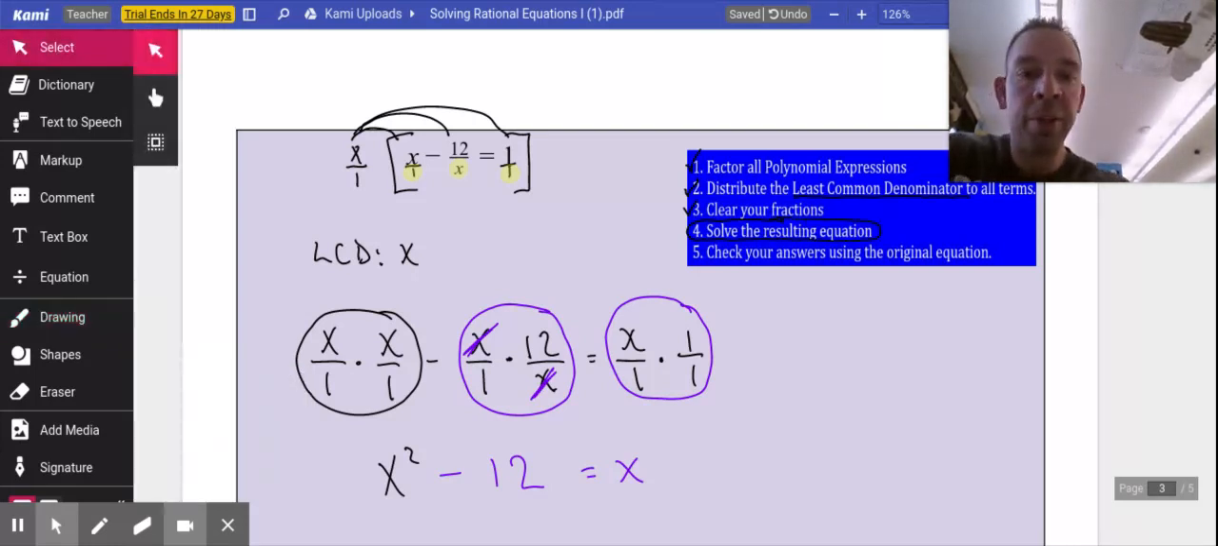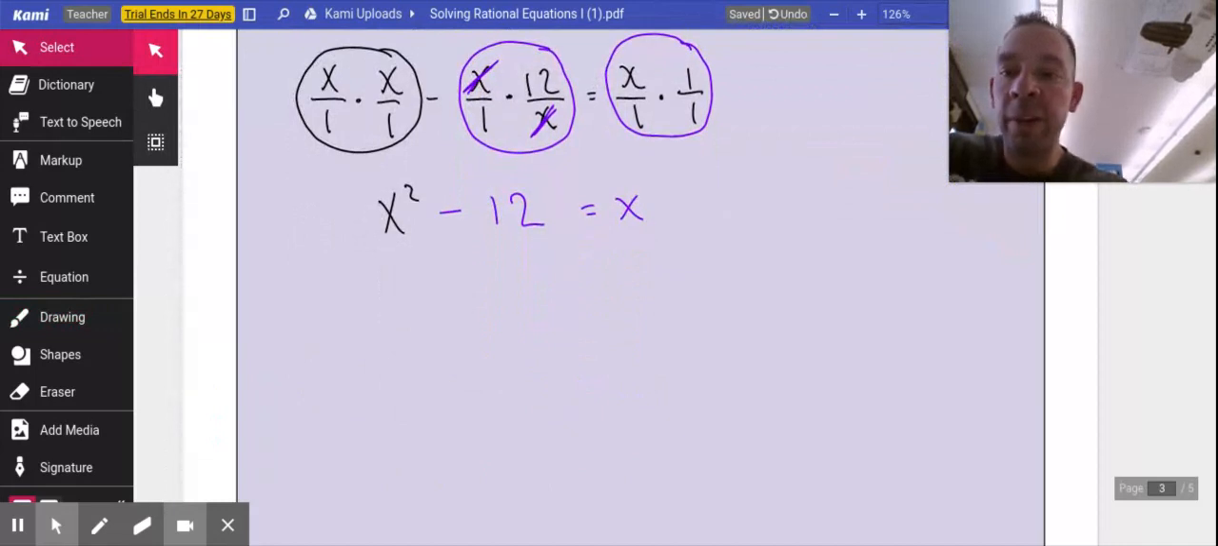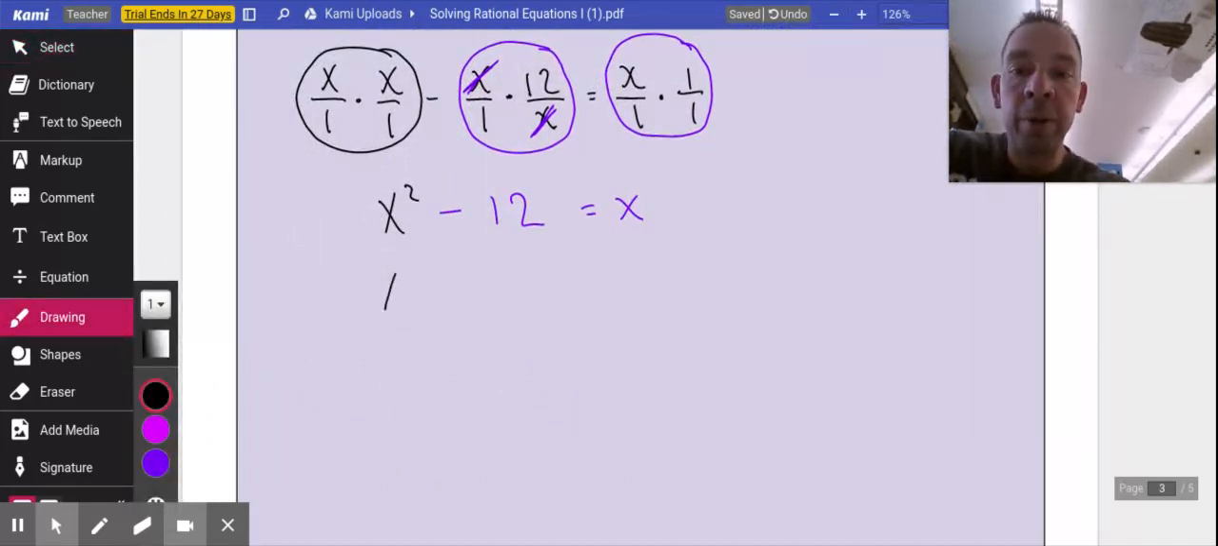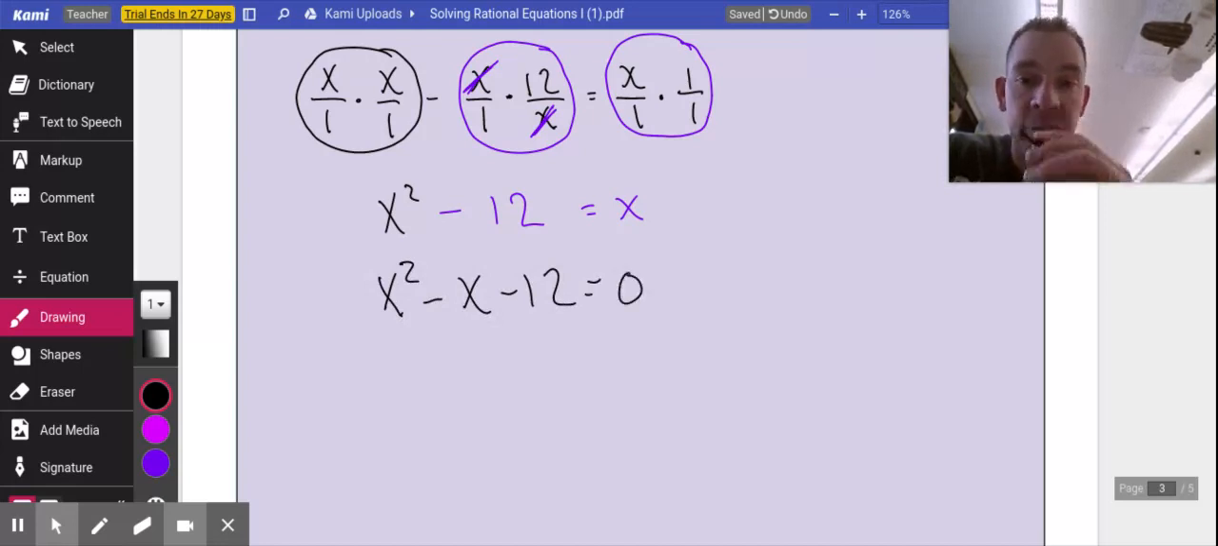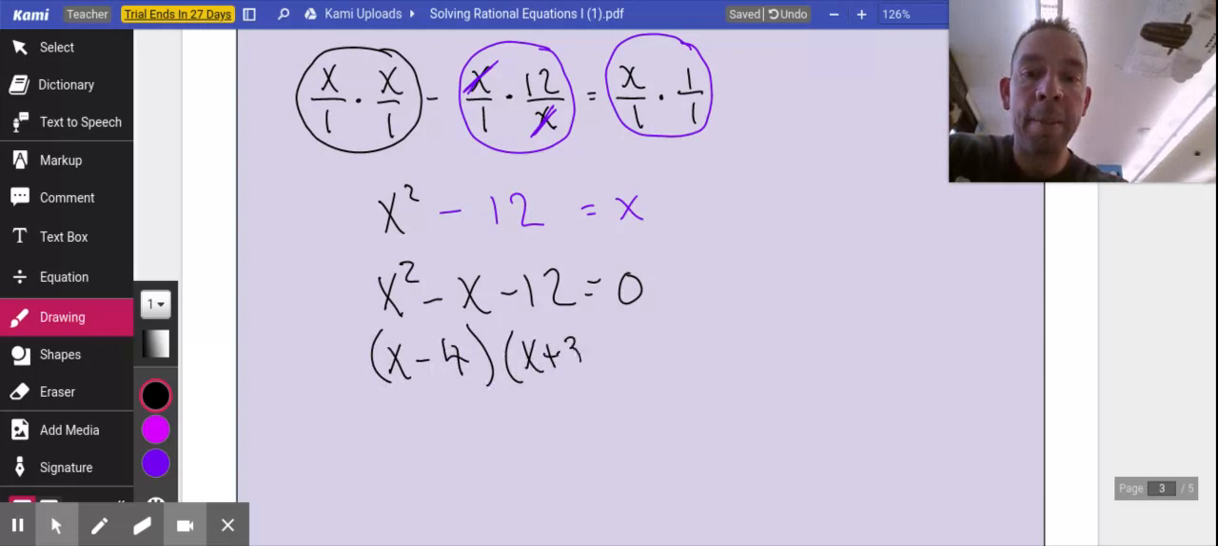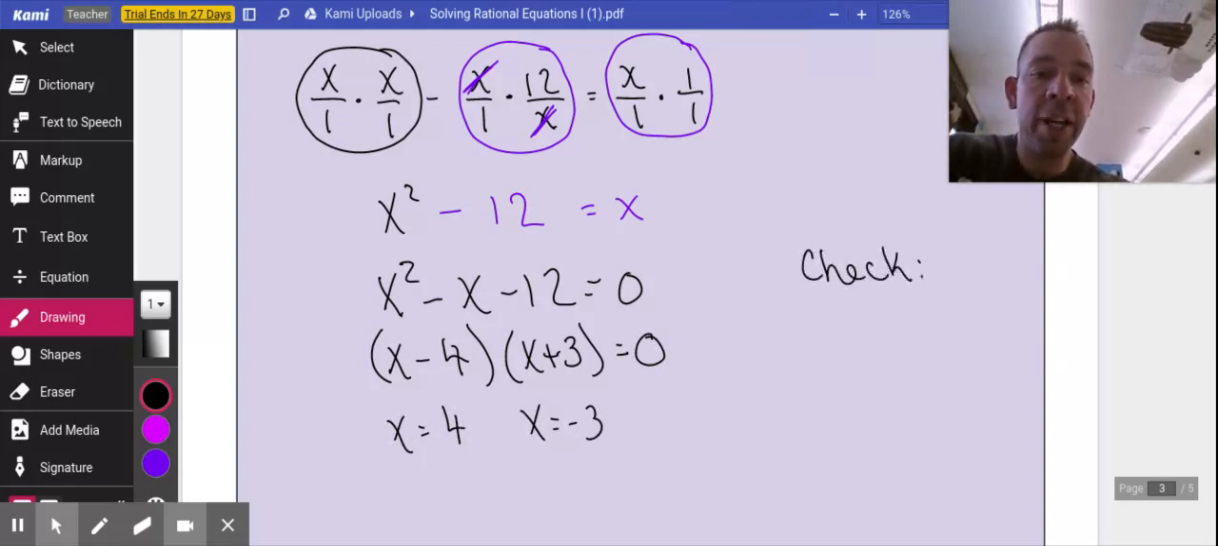And this is just really good review from something we've worked with earlier in the year. We're going to try to subtract that x over so that everything's set equal to 0. We know it's going to factor into x minus 4, x plus 3. And we'll get x equals 4 as a solution. We'll get x equals negative 3 as a solution. And then we just got to work our way through our checks where we substitute the 4 for x, confirm it, substitute the negative 3 for x, confirm it, and we're off to the races.